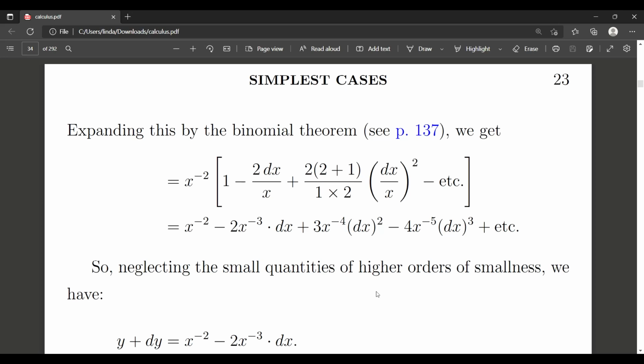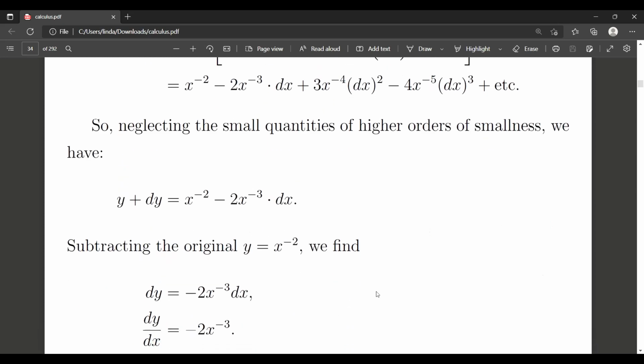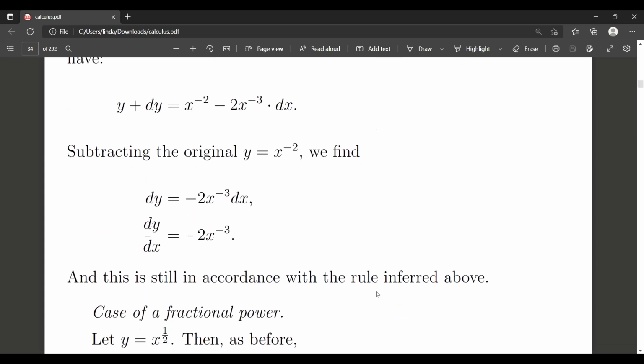So, neglecting the small quantities of higher orders of smallness, we have y plus dy is equal to x to the power negative 2 minus 2x to the power negative 3 times dx. Subtracting the original y is equal to x to the power negative 2, we find dy is equal to negative 2x to the power negative 3 times dx. dy by dx is therefore equal to negative 2x to the power negative 3. And this is still in accordance with the rule inferred above.